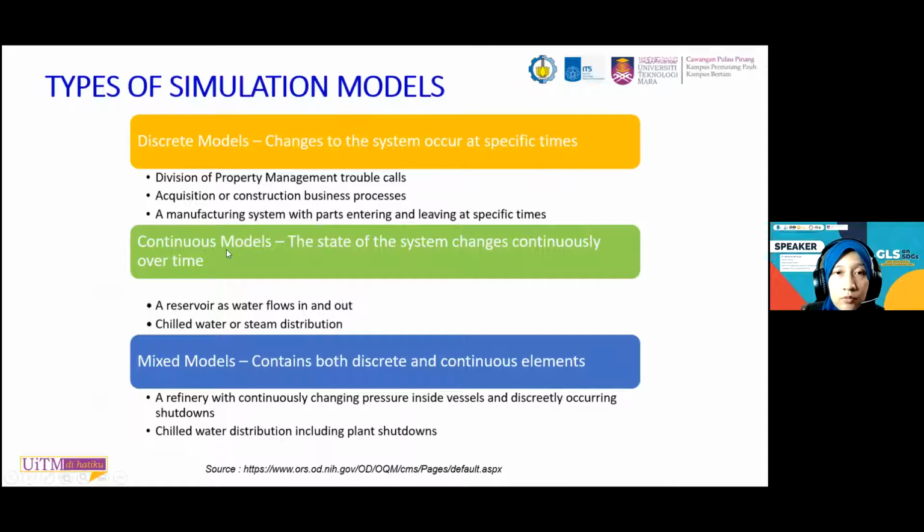And the second type of simulation, for example, is the continuous model. The state of the system changes continuously over time. For example, here is a reservoir as water flows in and out. So this relates to time as a variable. And the next one is a mixed model, which contains both discrete and continuous elements.